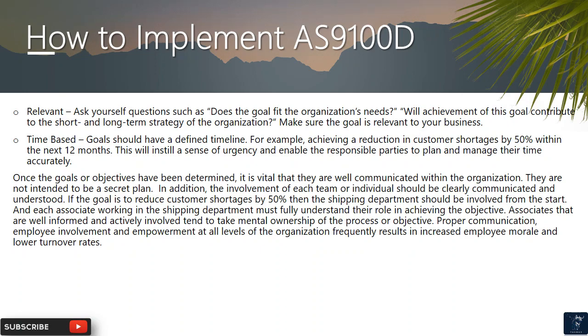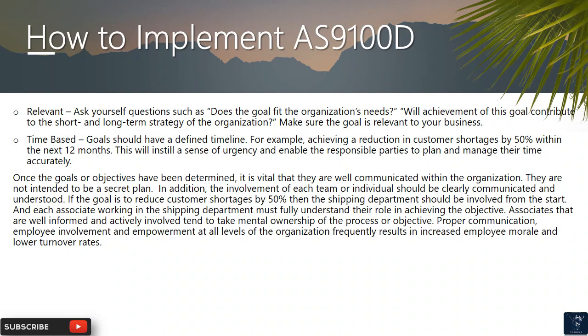Once the goals or objectives have been determined, it is vital that they are well communicated within the organization. They are not intended to be a secret plan. In addition, the involvement of each team or individual should be clearly communicated and understood. If the goal is to reduce customer shortages by 50%, then the shipping department should be involved from the start. And each associate working in the shipping department must fully understand their role in achieving the objective.